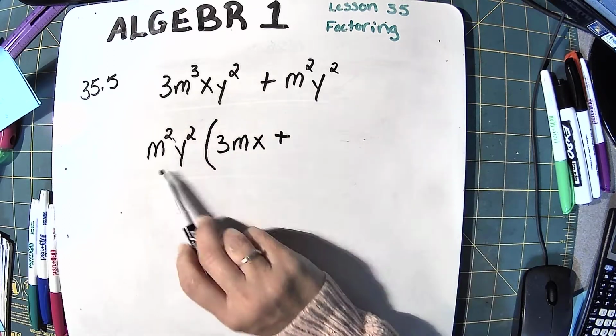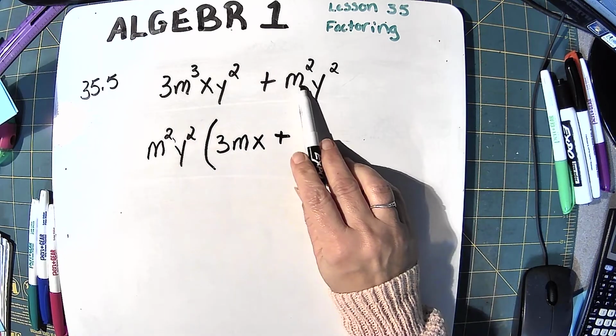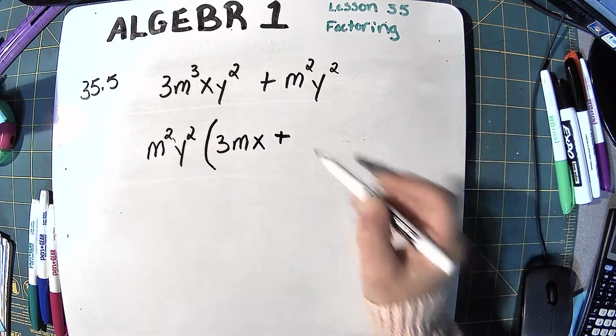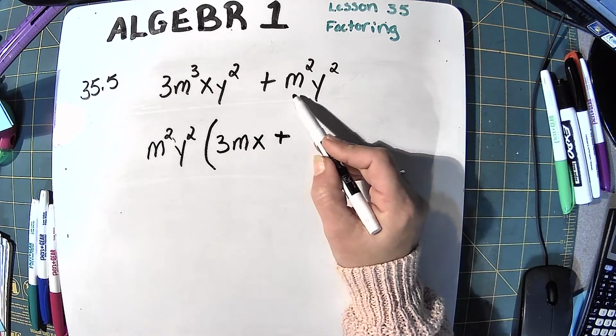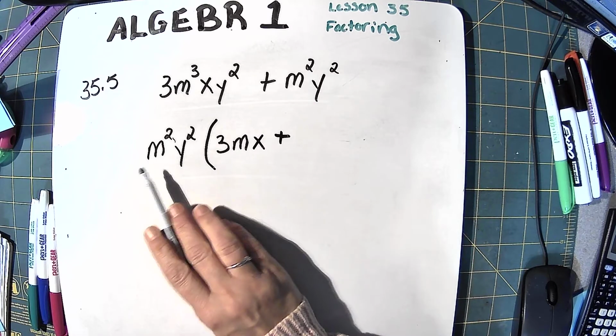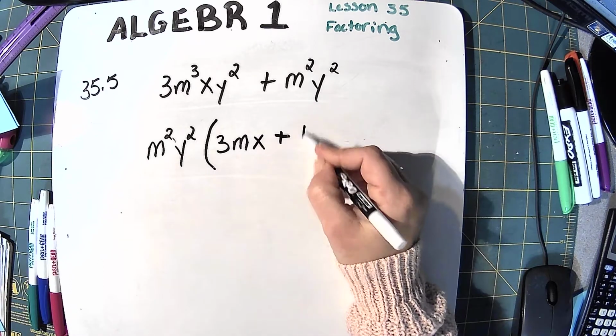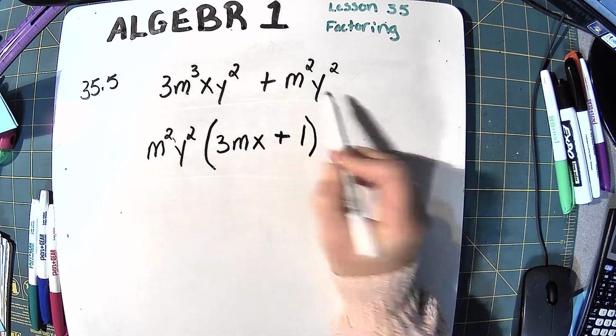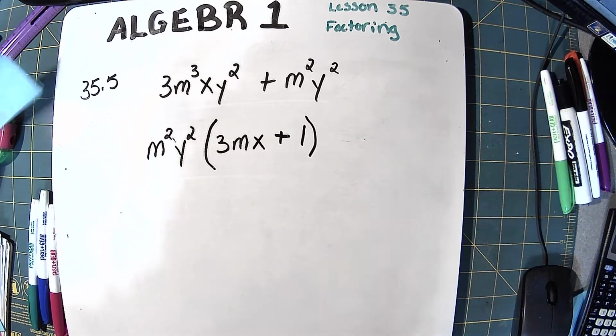Alright, now over here, m squared, I'm not going to have anything left. Y squared won't have anything left. But I have to put something over here. So it's really m squared y squared divided by m squared y squared equals 1. So if you don't have anything left in the whole term, you're just going to put 1.